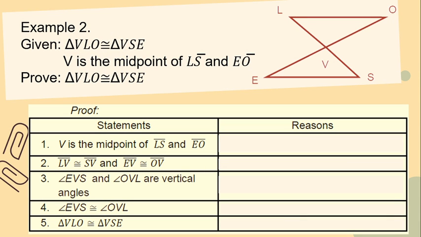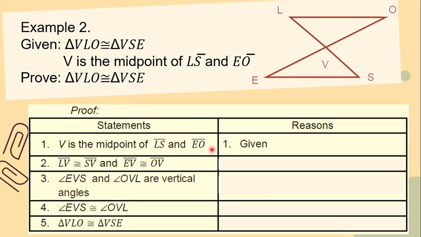Now, let's prove example number 2. Given triangle VLO is congruent to triangle VSE. V is the midpoint of side LS and side EO. Prove that triangle VLO is congruent to triangle VSE. So again, we have here the 5 statements. We're going to give the reason. So for statement number 1, V is the midpoint of LS and EO.